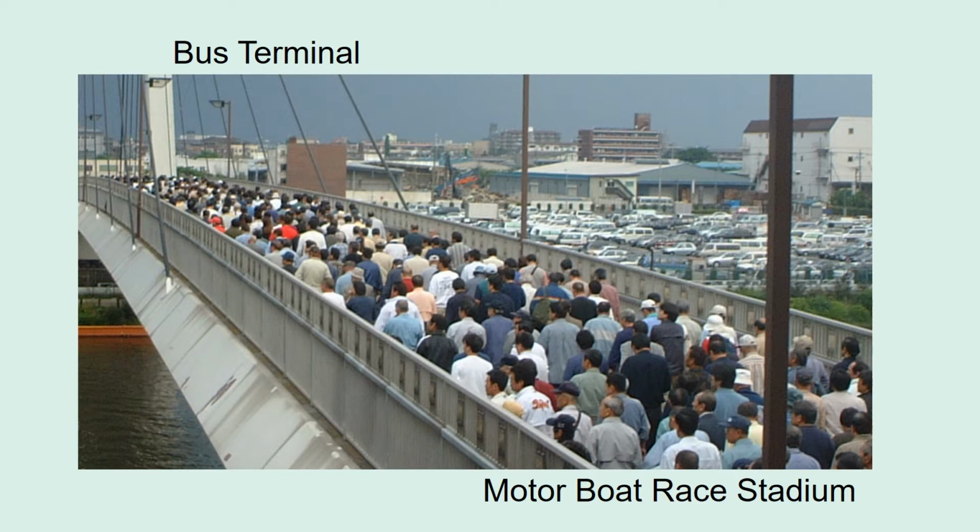This bridge connects the boat stadium and the bus terminal. The boat race in Japan is a public gambling. There are 10 races in a day. The final race is always the day's main event. Everybody wants to see it. After the final race, all the spectators, in other words, gamblers, leave the stadium and cross the bridge to get a bus, which makes the bridge crowded like this.